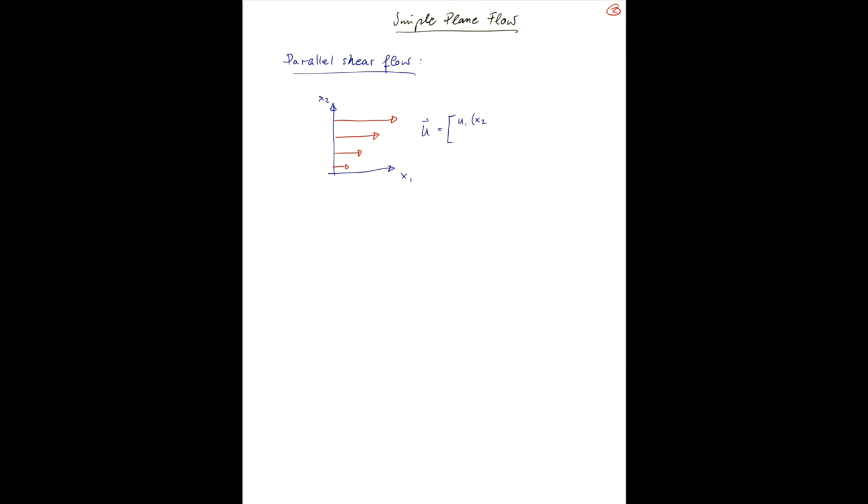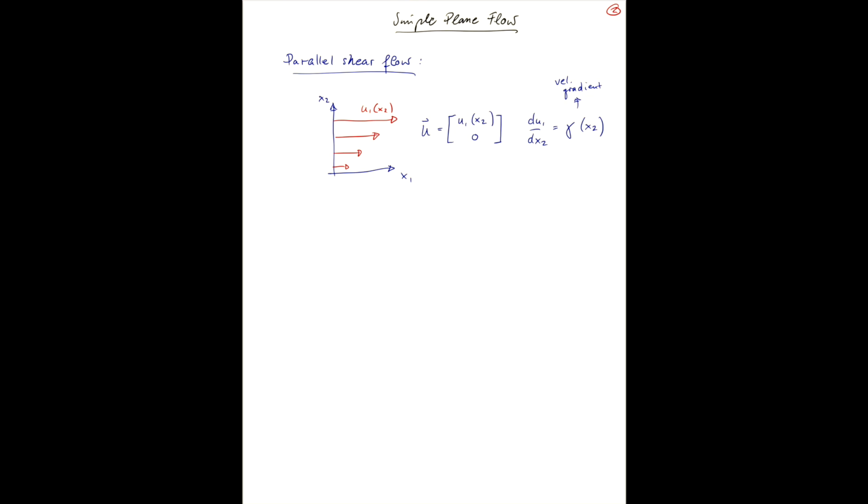u1, a function of x2, and 0. So this here is u1 as a function of x2. In this case, we only have one non-zero velocity gradient, and that's du1/dx2, and let's call that gamma of x2. So this is our velocity gradient, gamma. Gamma is our velocity gradient.